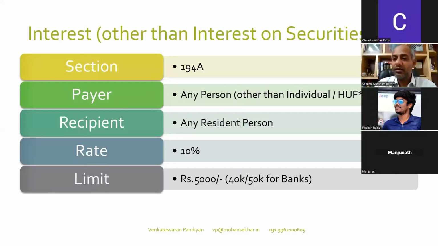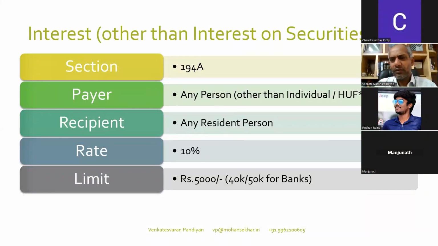Any person other than an individual or HUF, which means individuals and HUF are not required to deduct, except, again, as in the last session, it is just a point of note. It is important that you attend all the sessions of the TDS series so that you understand TDS in an overall gamut. In the last session, I mentioned that an individual or HUF, unless they cross a particular limit, which is 1 crore in the case of business and 50 lakhs in the case of profession, is not required to deduct TDS. Other than that category, any person who pays interest will have to deduct TDS.